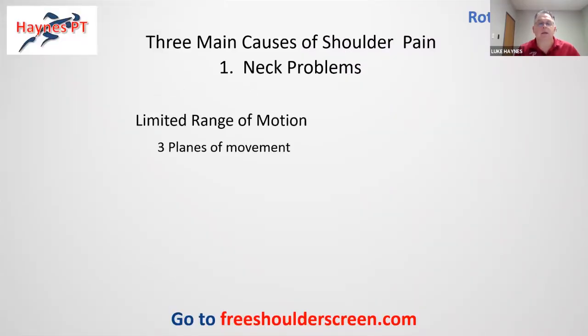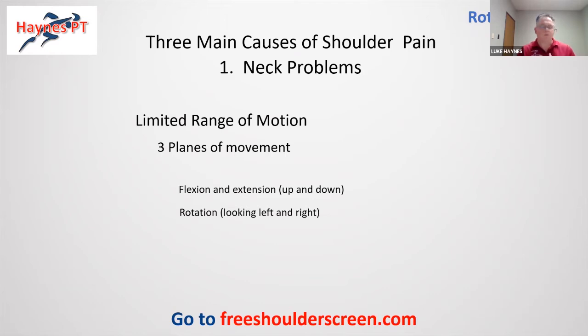And another thing that we look at is just limited range of motion. The neck has 3 planes of movement when we're dealing with that. We've got up and down, flexion and extension. We've got rotation, which is looking left and right. And then we've got the side bending, ear to ear.